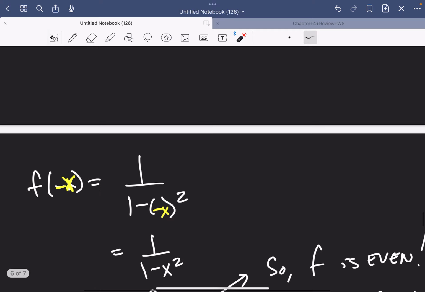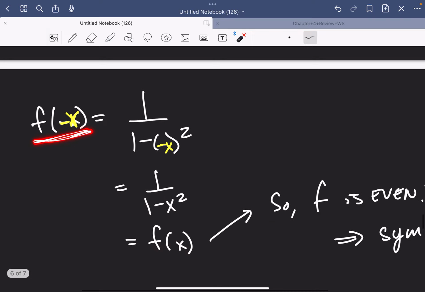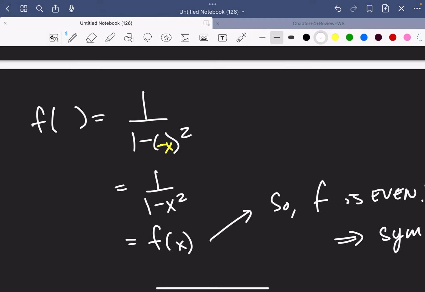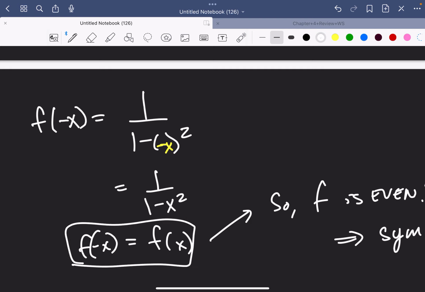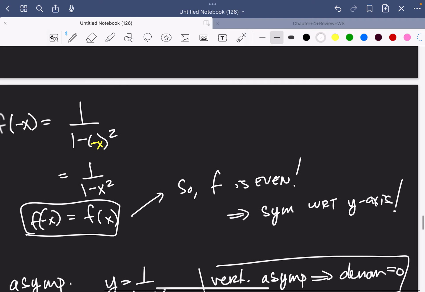So we take our function and we plug in negative x. When we do that, we get 1 over 1 minus negative x, squared. But negative x squared is the same as x squared. So this function right here, f of negative x, turns out to be exactly equal to f of x, so f is even, and we have symmetry with respect to the y-axis.